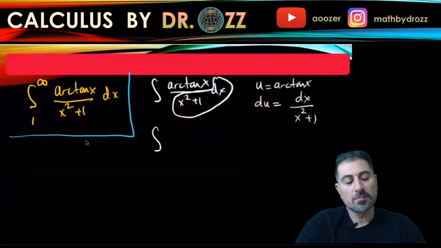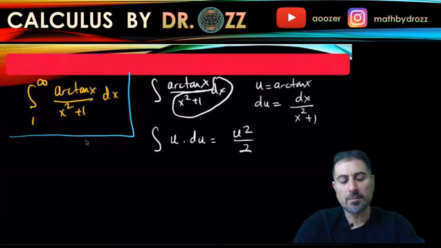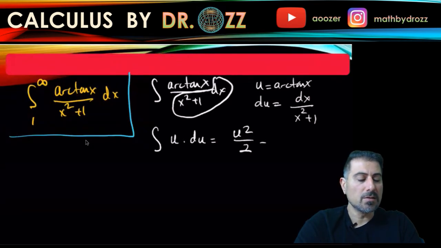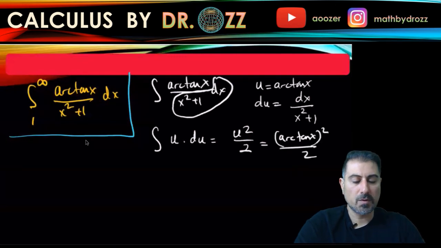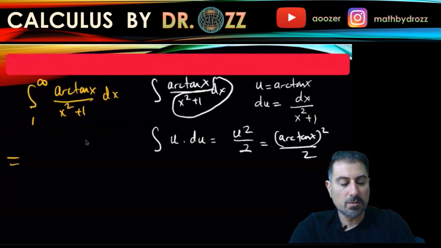So this integral becomes u times du, and this is u squared over 2. I don't need to worry about adding plus c because eventually I'm going to go back to the improper integral. So this is equal to arctan x squared over 2. Okay? So once you're done with this integration, this integral is equal to arctan x squared over 2, where the lower limit is 1 and the upper limit is infinity.